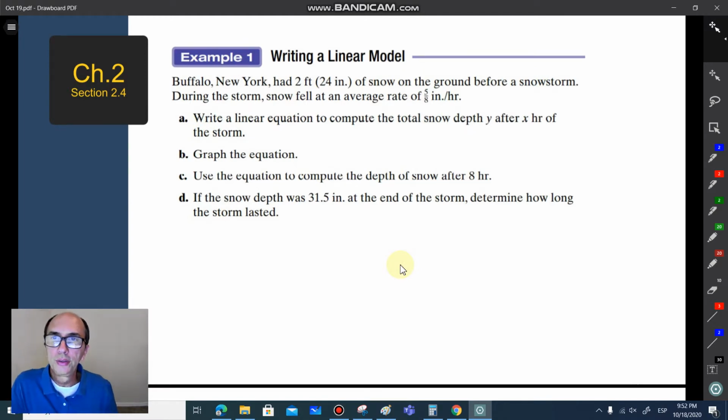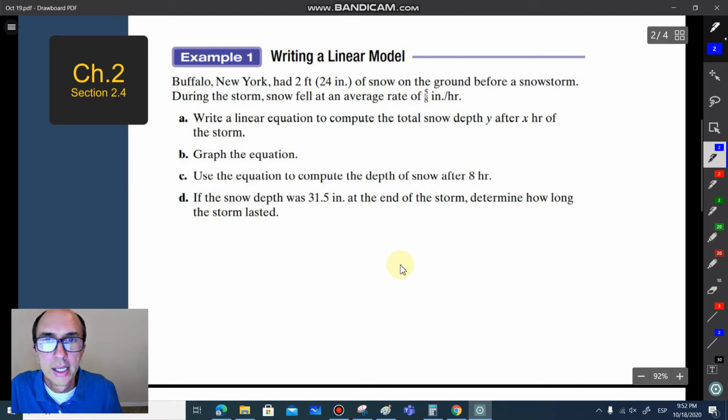Buffalo, New York had 2 feet or 24 inches of snow on the ground before a snowstorm. During the storm, snow fell at an average rate of 5/8 inches per hour. And the first question here is to write a linear equation to represent the snow depth y after x hours of the storm. And let's check it out here. As we have seen on Friday, remember this is the b, this is the y-intercept, this is the initial amount of snow on the ground before the storm.